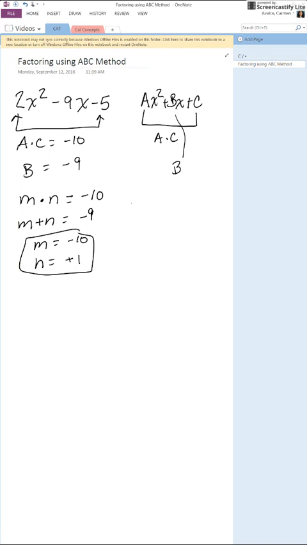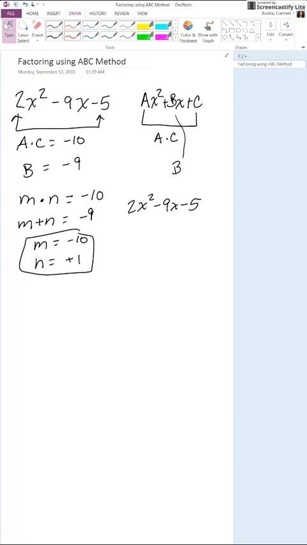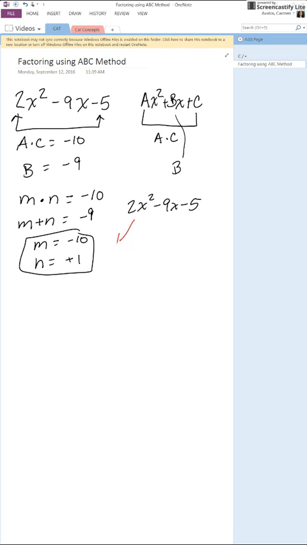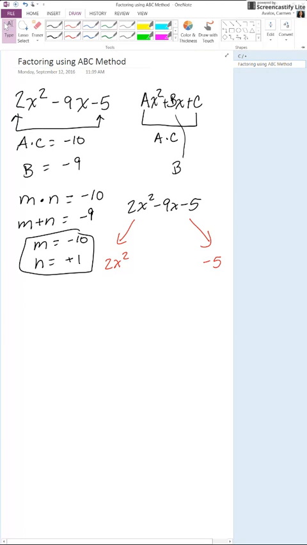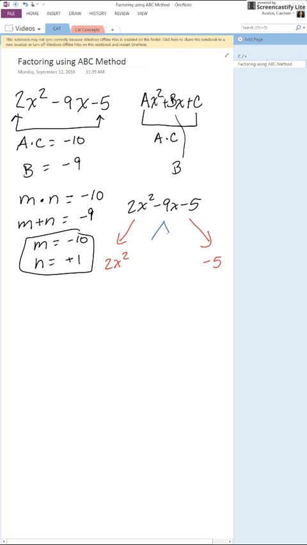So you take the original trinomial, 2x squared minus 9x minus 5, and you're going to rewrite it. I'm going to do that in red. You write the leading term first, 2x squared, and then the negative 5. Then you take the middle term, and that one is going to be split up into two parts, the negative 10 and the 1. So I'm going to put a 1 here and a negative 10 here.